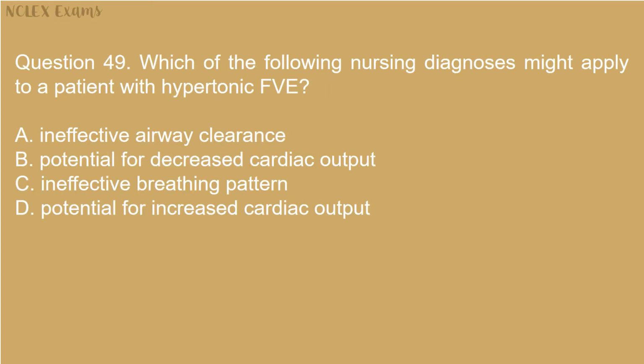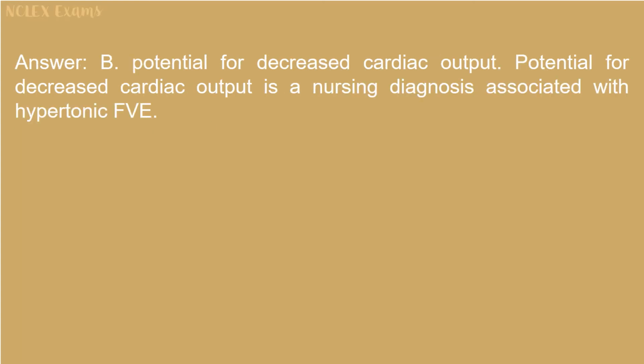Question 49. Which of the following nursing diagnoses might apply to a patient with hypotonic FVD? A. Ineffective airway clearance. B. Potential for decreased cardiac output. C. Ineffective breathing pattern. D. Potential for increased cardiac output. Answer B. Potential for decreased cardiac output. Potential for decreased cardiac output is a nursing diagnosis associated with hypotonic FVD.